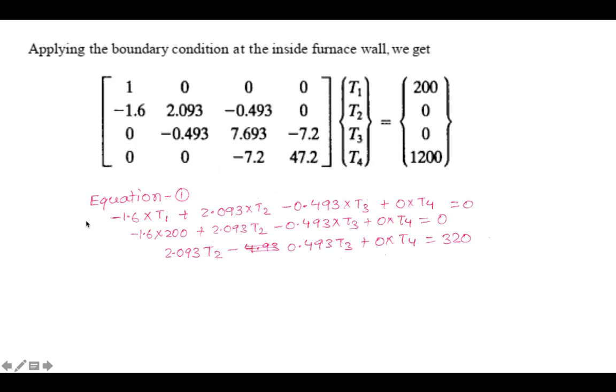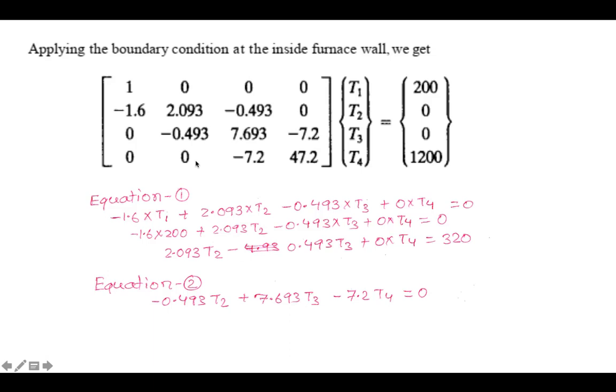After solving this, you can see that we will get three equations. When you do the multiplication: minus 1.6 into T1, 2.093 into T2, minus 0.493 into T3, 0 into T4 equals 0. So this is our equation number 1. Coming to equation number 2: minus 0.493 into T2 plus 7.693 into T3 minus 7.2 into T4 equals 0, that is what I have written here.